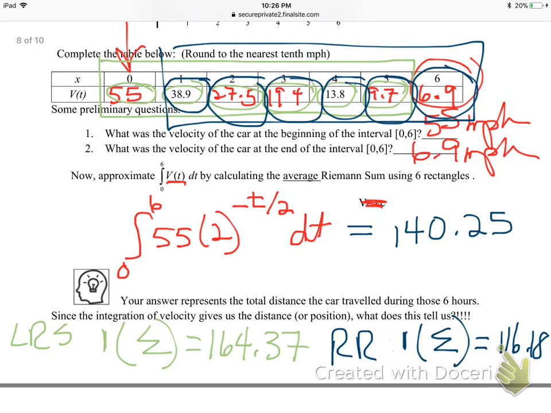Since I was dealing with miles per hour, when I take the integration, I go back to the previous function, which was distance. So I have determined that in the hours from time 0 to time 6, I have traveled 140.25 miles. Okay, we have a couple more things to talk about. And so let's continue on this journey.